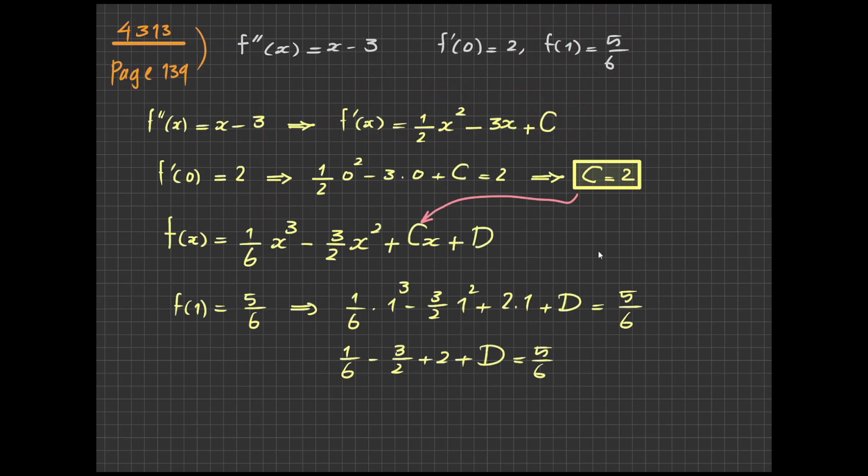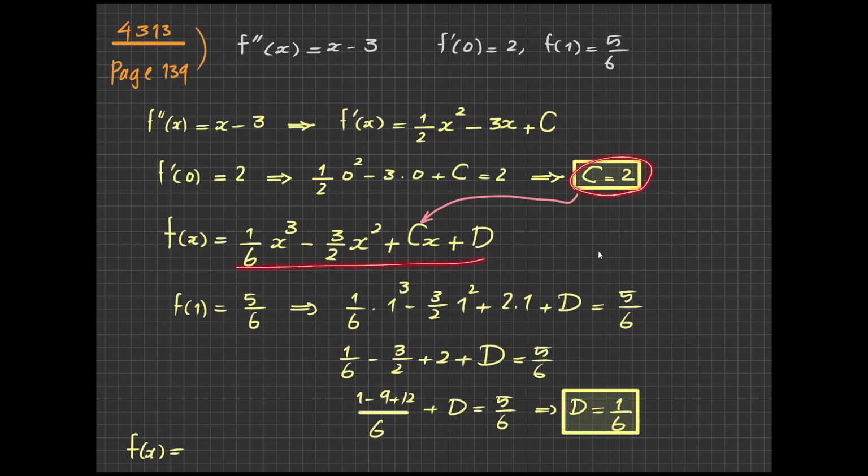So let me calculate that. If I take the common denominator here, 6, that is 1 minus 9 plus 12 plus d is equal to 5 over 6. And then finally, what is d? This number is how much? 4 over 6, so d is 1 over 6. These are simple calculations. But you have to write the final answer, remember. So you write the answer, the function f of x is this function, c is 2, d is this number. I plug them here. So the answer, hopefully, you can also check it, please.